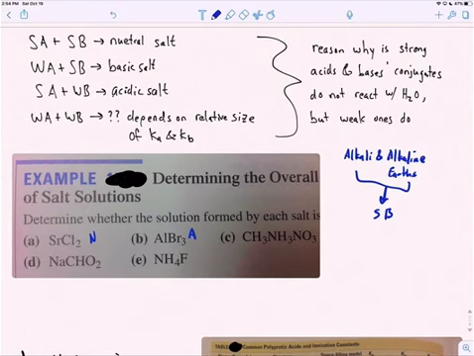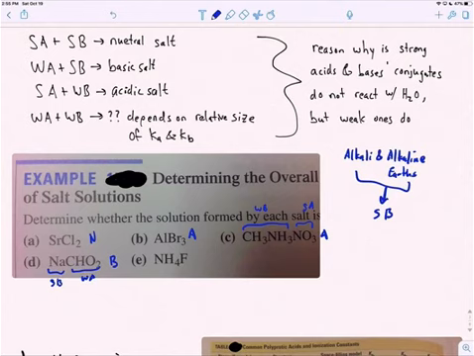Then you have methylamine nitrate, CH3NH3NO3. This part here is from a weak base, and this part is from a strong acid. That means this is an acid salt, a weak base and a strong acid. Likewise, you have sodium formate. We already did this problem. You have a strong base and a weak acid. This is then a basic salt.